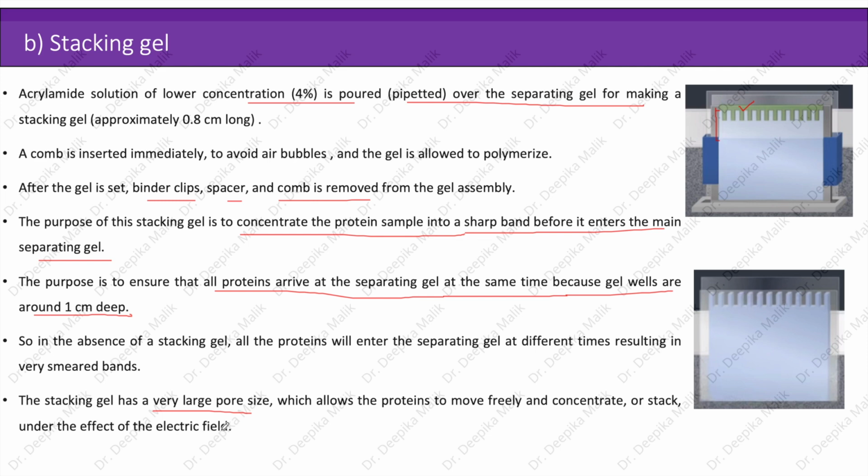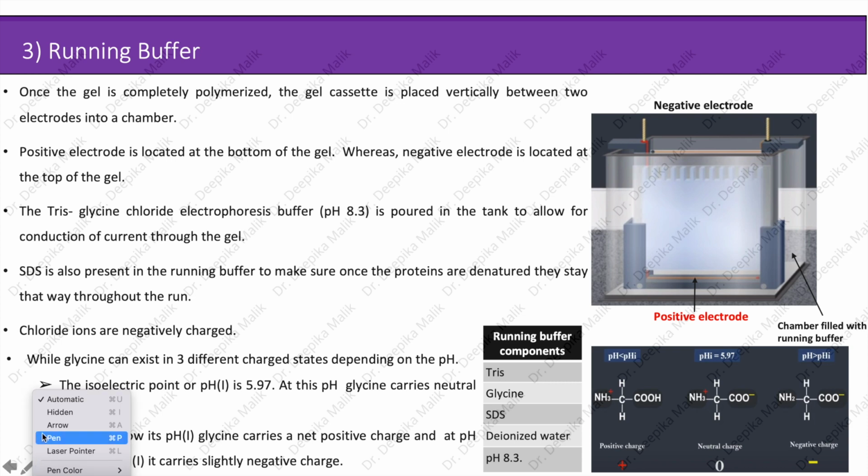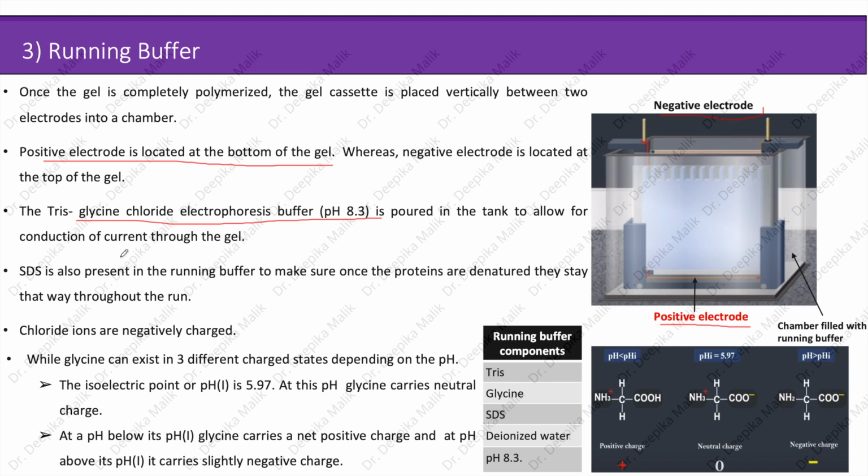Now let's see what is running buffer. Once the gel is completely polymerized, the gel cassette is placed vertically between two electrodes into a chamber, as you can see in the diagram. Positive electrode is located at the bottom of the gel, whereas negative electrode is located at the top of the gel. The tris glycine chloride electrophoresis buffer of pH 8.3 is poured in the tank to allow for conduction of current through the gel. SDS is also present in the running buffer to make sure once the proteins are denatured, they stay that way throughout the run.